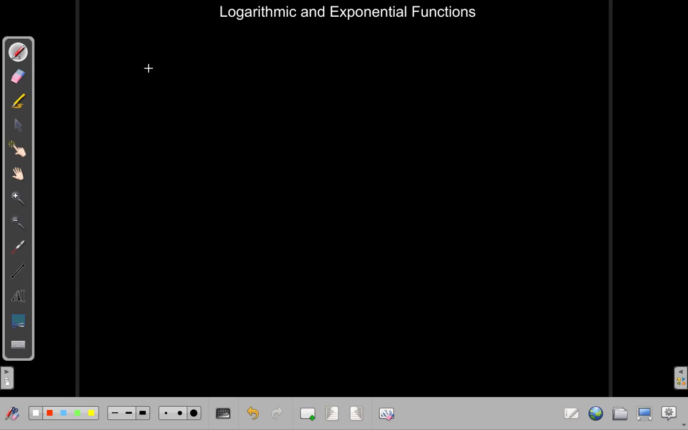Suppose you see a question that says this: What is the value of x? You're finding the logarithm of 64, but the log has a base of 2. What is the value of x? Alright, let's see how you deal with this.